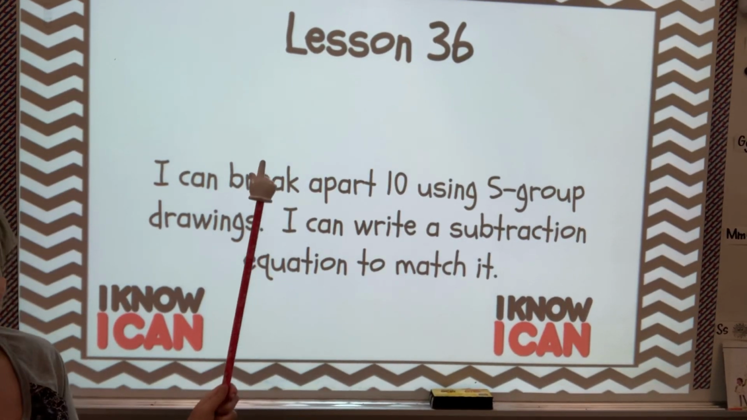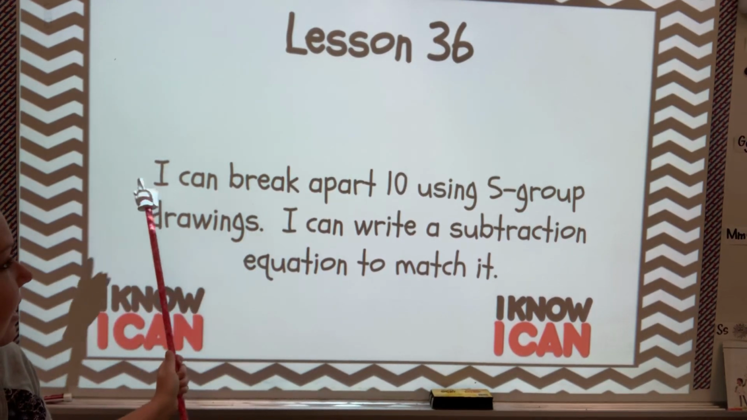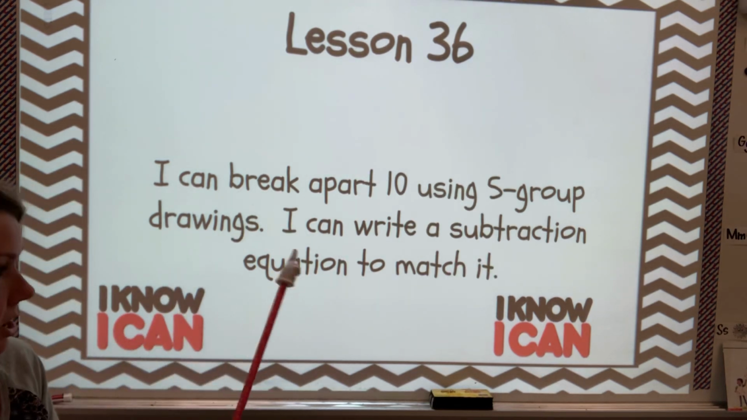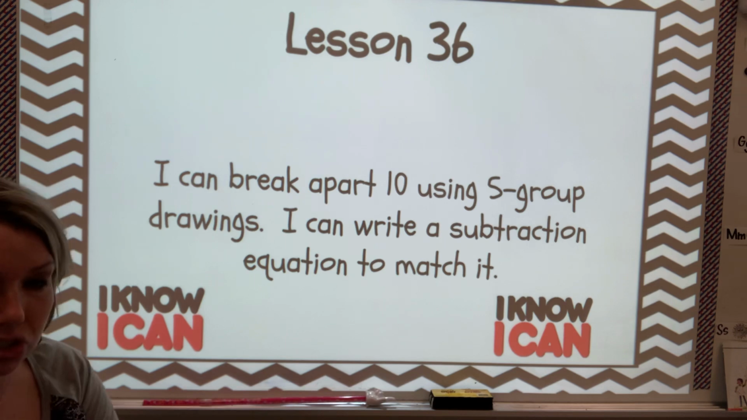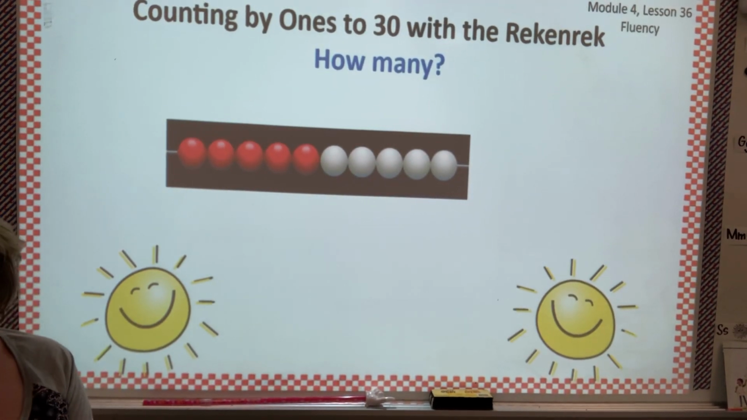So here we're doing lesson 36. I can break apart 10 using 5 groups drawings, and I can write a subtraction equation to match it. It's just like what we did Friday, except we're using 10. So here's a picture of a Rekenrek. And it says counting by ones to 30 with the Rekenrek.